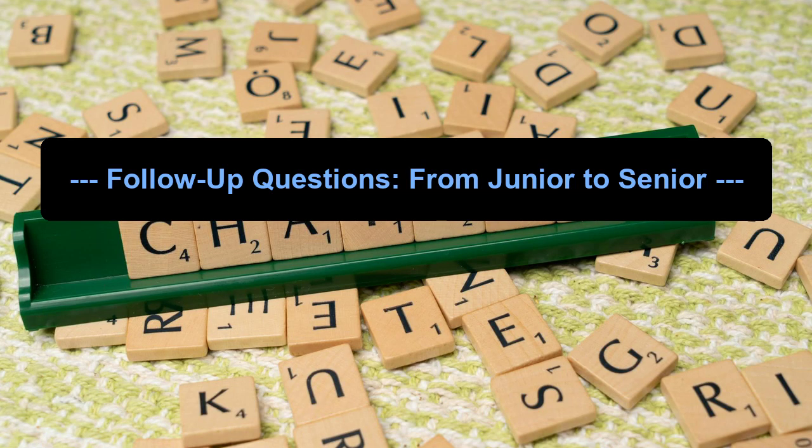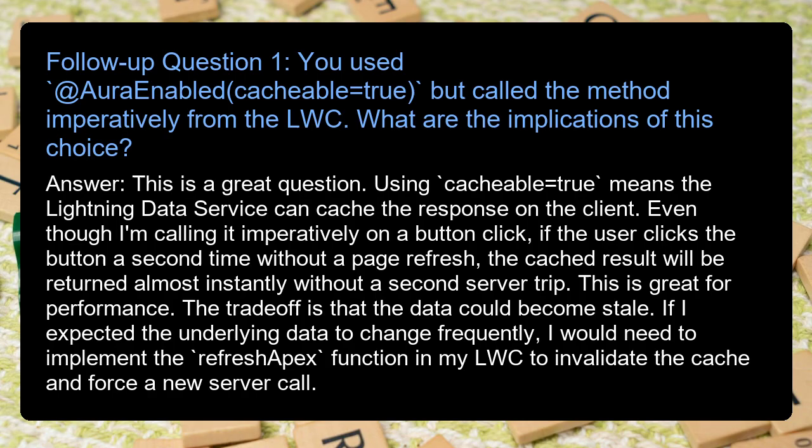Follow-up questions, from junior to senior. Follow-up question 1, you used @AuraEnabled(cacheable=true), but called the method imperatively from the LWC. What are the implications of this choice? Answer: this is a great question. Using cacheable equals true means the Lightning data service can cache the response on the client. Even though I'm calling it imperatively on a button click, if the user clicks the button a second time without a page refresh, the cached result will be returned almost instantly without a second server trip. This is great for performance.